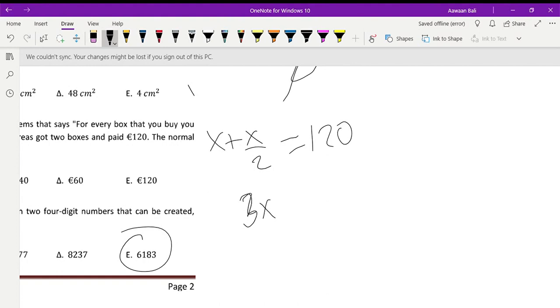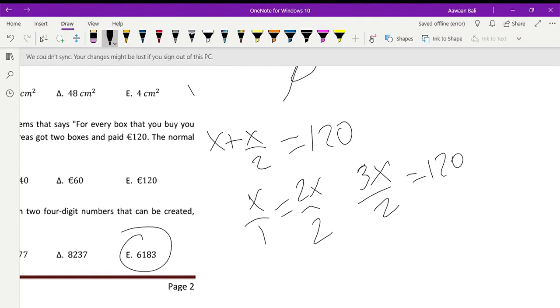We can basically say that x is x upon 1 already. Every whole number has a denominator of 1 in fractions. So when we're making it into a denominator of 2, like an LCM, we can just multiply both sides by 2, and then we add them together. So we know 3x upon 2 is equal to 120.